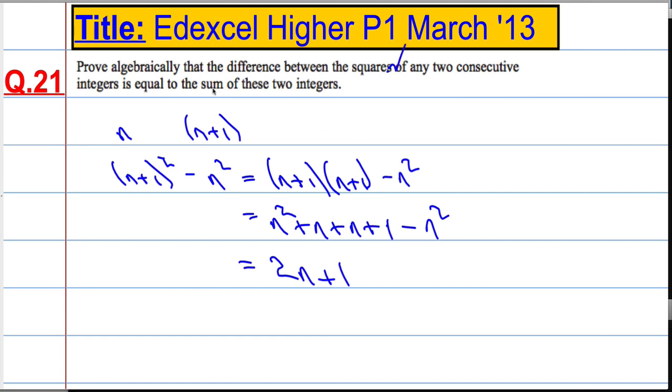So now I need to check what the sum of the two integers would be. So the sum would be adding n plus n plus 1. And n plus n plus 1 is 2n plus 1. And we can clearly see that 2n plus 1 is equal to 2n plus 1. 2n plus 1 is equal to 2n plus 1. Therefore, it's proved.